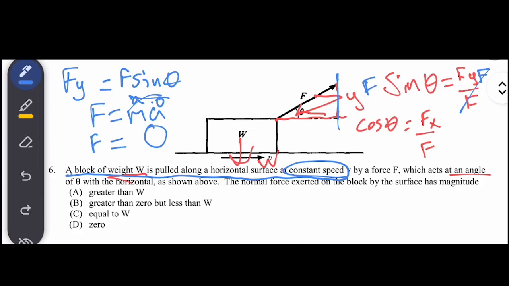And knowing this, we can go ahead and solve for the forces in the y direction. So we can say force y is equal to 0. And you may be wondering, what are the forces acting in the y?